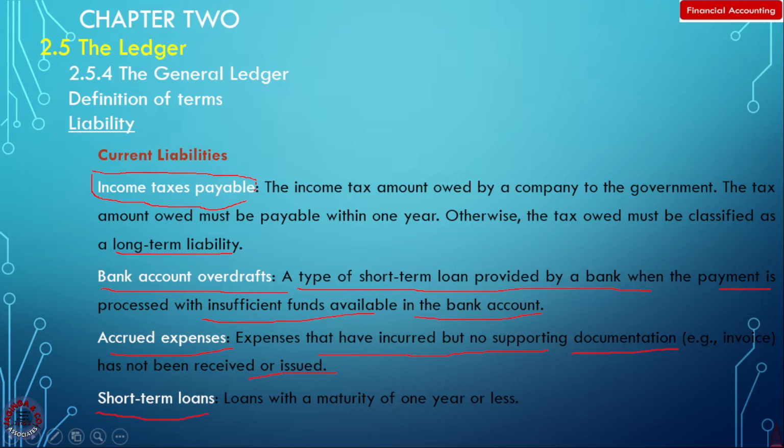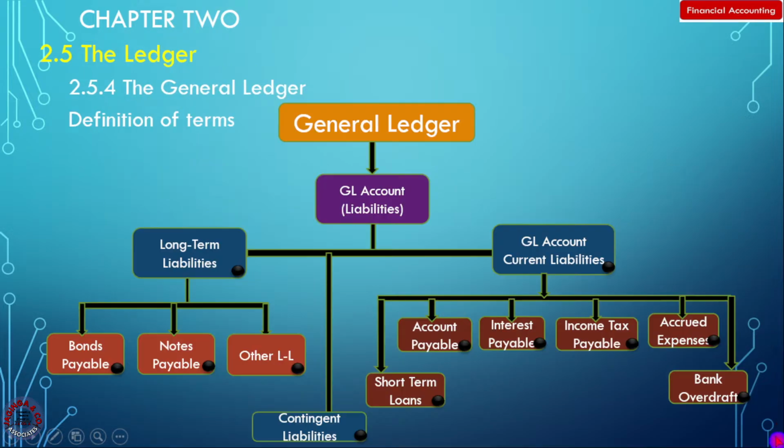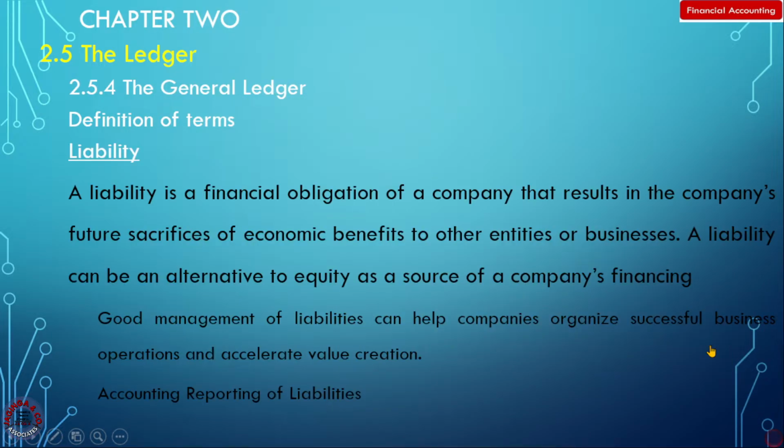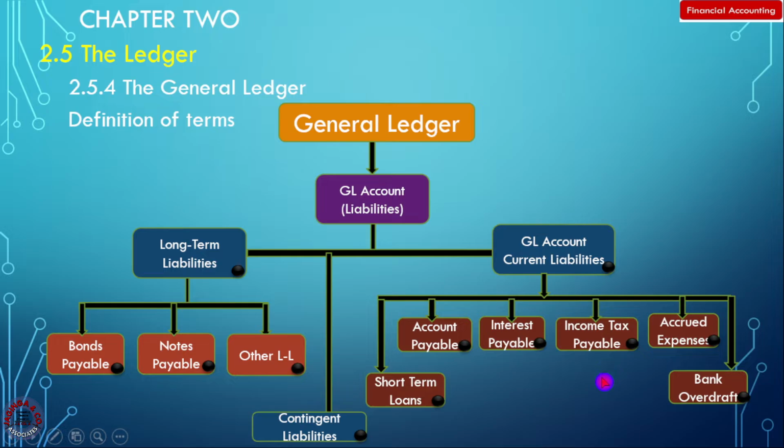So we've also talked about short-term loans. So let's just go back to current liabilities. So we talked about these four. So now we have interest payable, we have accounts payable, income tax. We talked about accrued expense. We've also talked about bank overdraft. So let's see accounts payable.